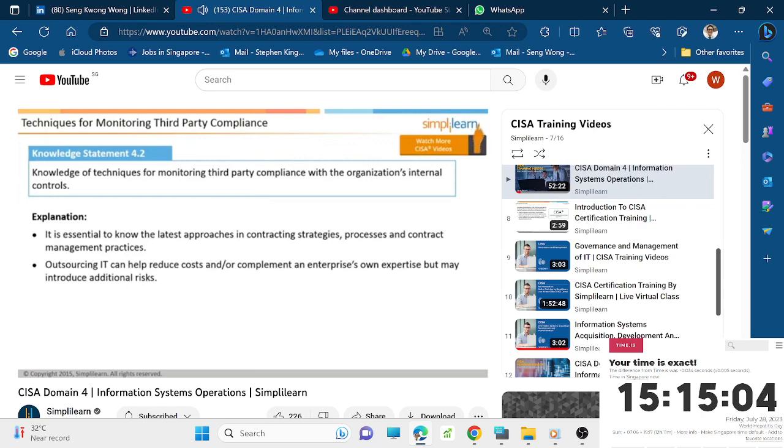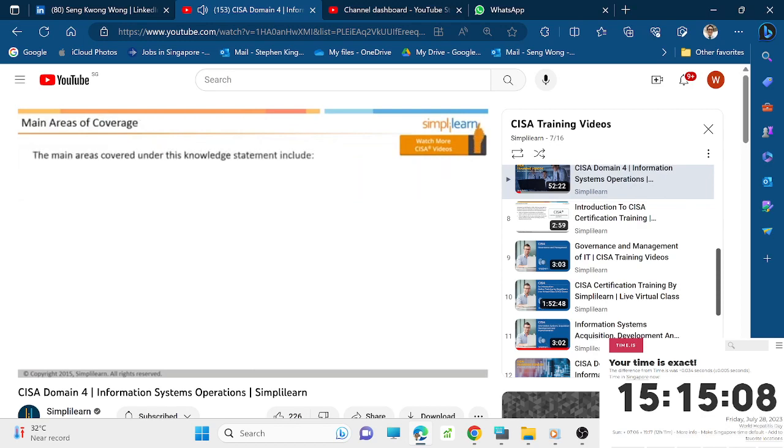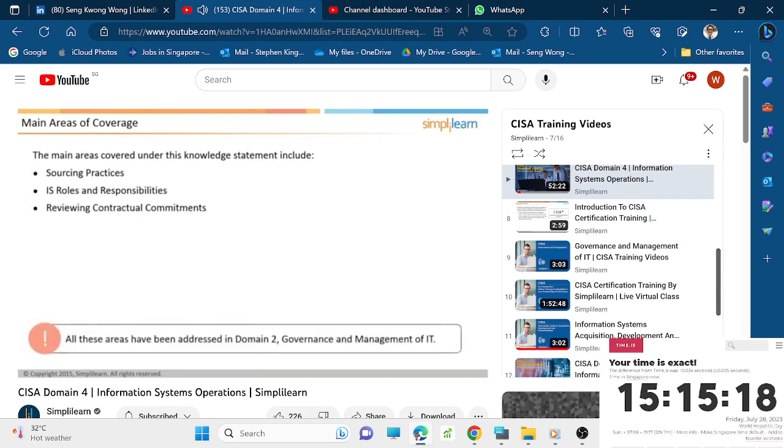The following slide lists the main areas covered in this knowledge statement. The key areas covered in this knowledge are sourcing practices, IS roles and responsibilities, and reviewing contractual commitments. Note that these areas have already been covered in Domain 2, Governance and Management of IT.